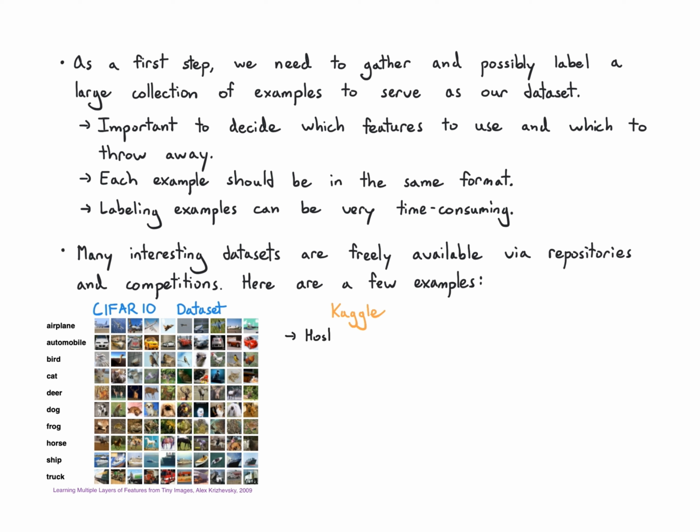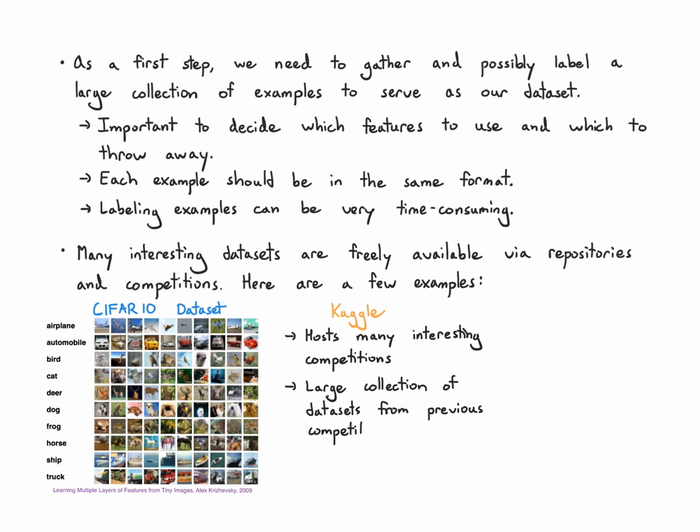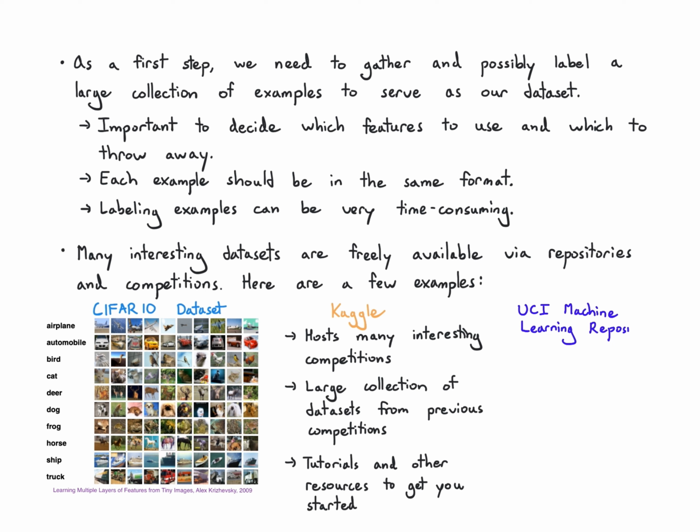So there's the CIFAR-10 data set. There's Kaggle, which hosts many interesting competitions. They have lots of previous data sets from previous competitions just sitting there. And there are many tutorials to help you get started. There's also the UCI machine learning repository. There's the Google dataset search engine. And there's this website that people maintain called the Awesome Public Datasets, and they host it on GitHub.